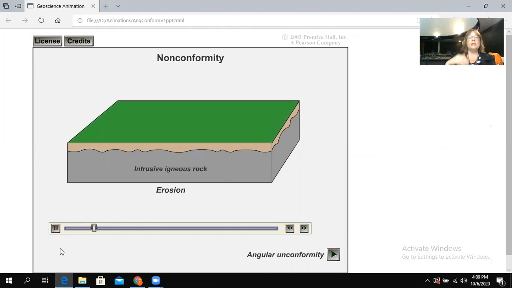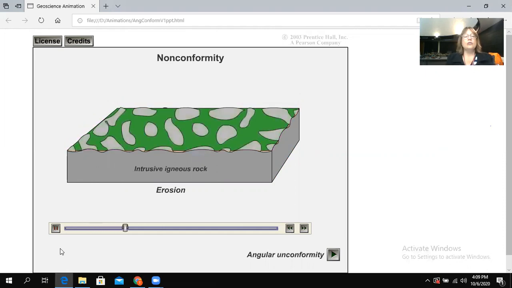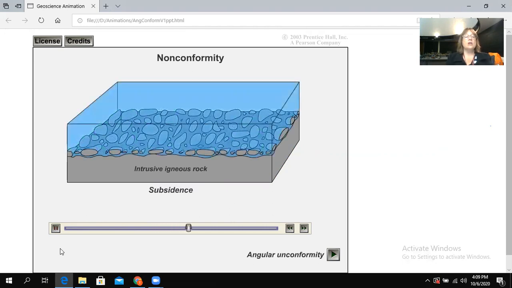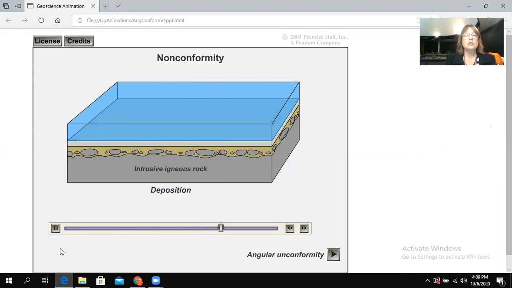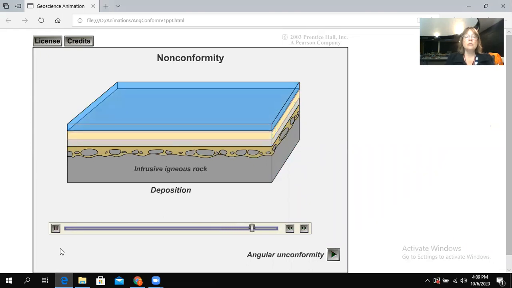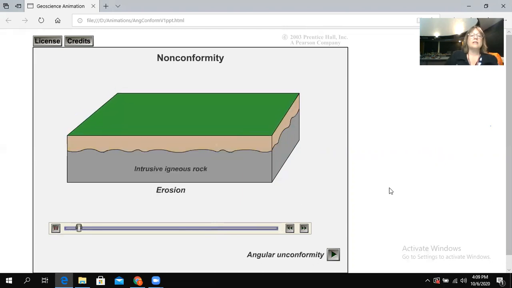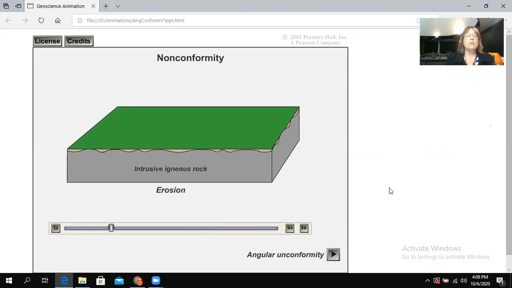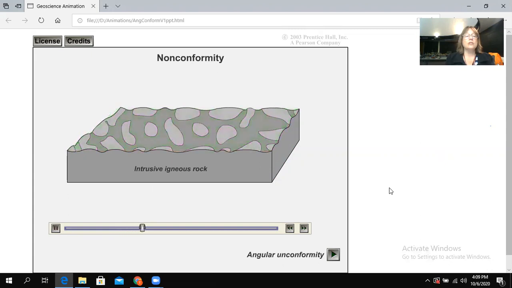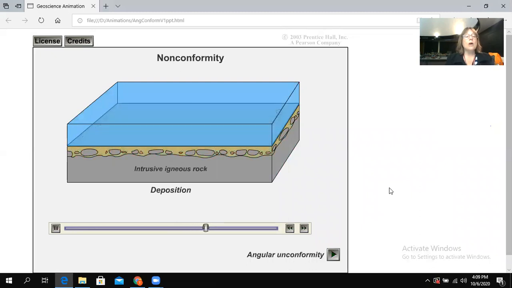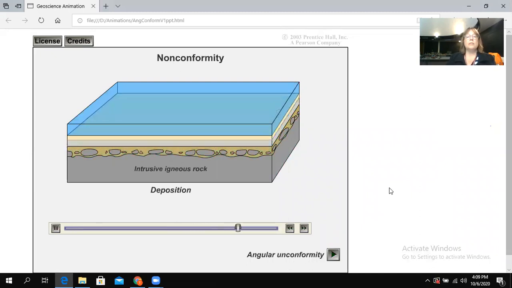So what's happening here is erosion down to the igneous rock, and you can see that erosion has created some rocks on the surface. Then the area was covered with water and sedimentary rock formed on top of that, leaving behind inclusions of the igneous rock. Let's take a look at that again. Erosion down to the igneous rock, the formation of inclusions or rocks on the surface, which then become inclusions when sediments are deposited on top.